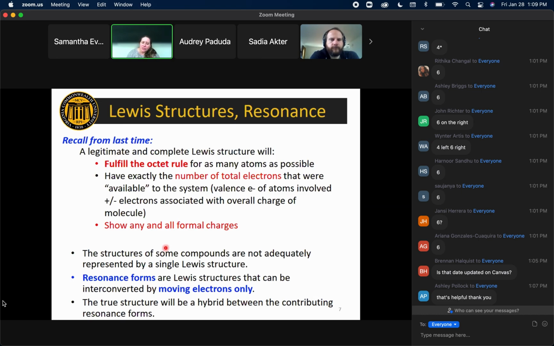And so that's where resonance forms come into play. By definition, in a Lewis structure resonance form, we're only allowed to move the electrons around. We can't move any nuclei, so you can't rearrange bonding order. You can only move electrons. And we talked about how if you have these resonance forms, the true structure is going to be some kind of average of those resonance forms, possibly a weighted average if one of them is a more major contributor, but it's going to lie somewhere between or among all of those forms.